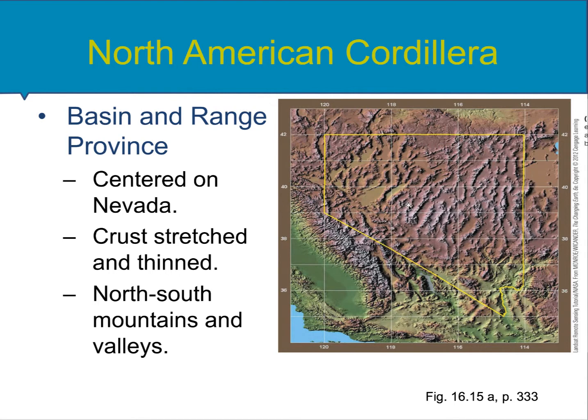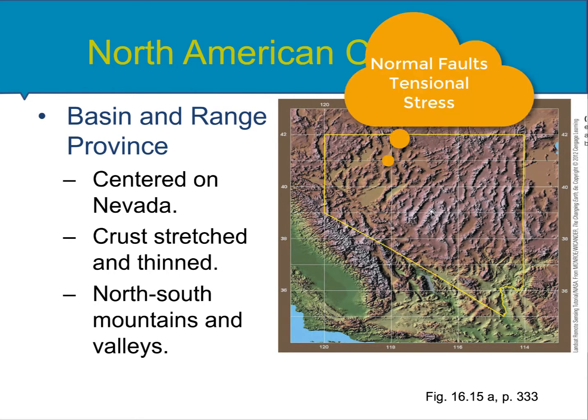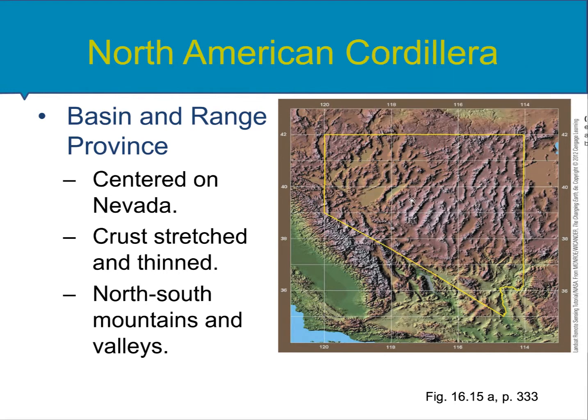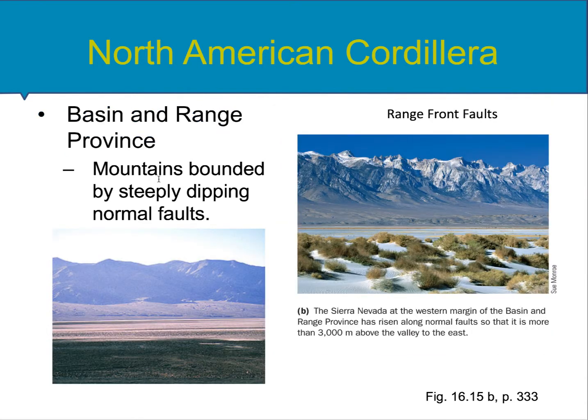And so what's going on here is that the crust has been stretched and thinned, and it's dominated by normal faults. Remember, normal fault occurs when you're seeing tensional forces or tensional stresses, and we're seeing that extension in the basin and range. Of those normal faults, we end up getting this large displacement on these range front faults.